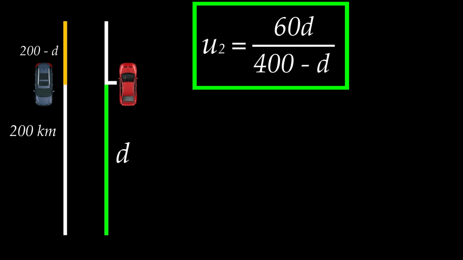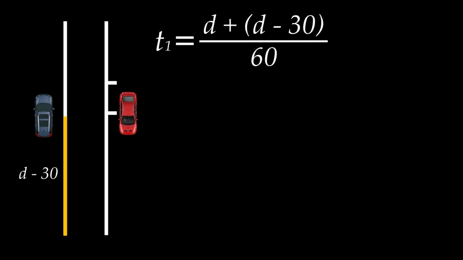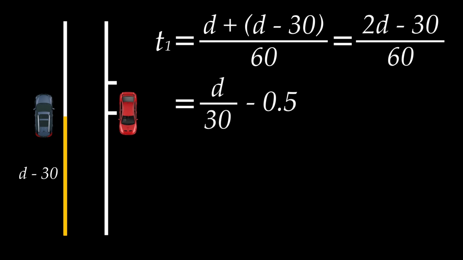Let's go back to the first car. The distance it traverses when it reaches the second meeting point will be d plus (d - 30). So we have t1 equals (d + d - 30) over 60, which simplifies to (2d - 30) over 60, equals d over 30 minus 0.5.